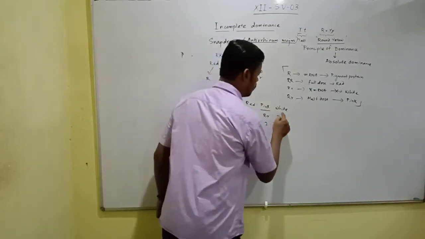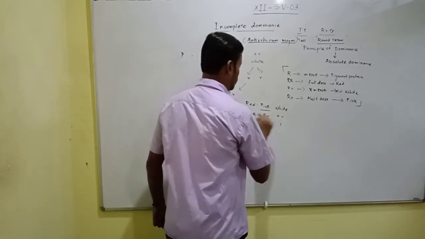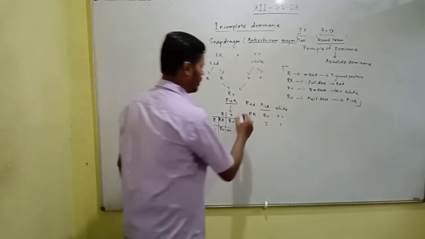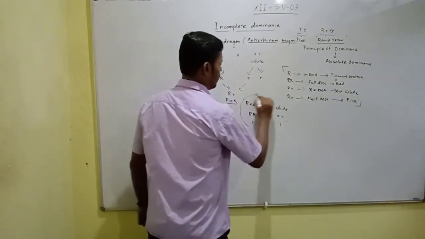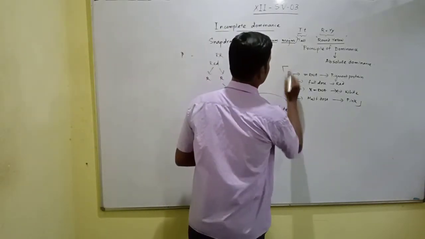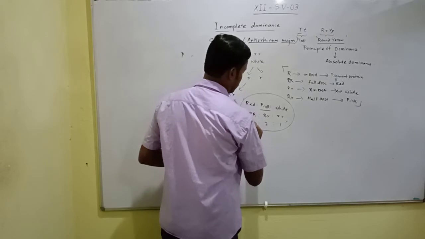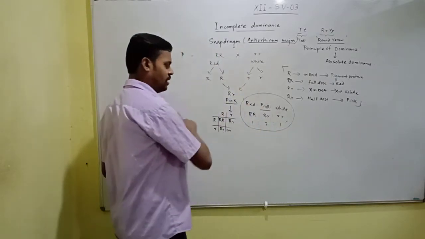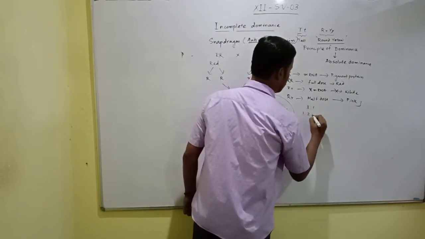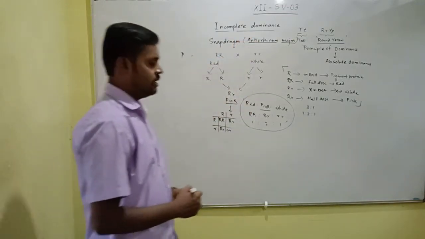Red, pink, white. The phenotypic ratio is 1:2:1. The genotypic ratio RR, capital R small r, and small r small r is also 1:2:1. A question is often asked: if the genotypic and phenotypic ratio is the same, then what is the relation between the genes or the traits? That is incomplete dominance. So you have to remember the genotypic and phenotypic ratio is the same in case of incomplete dominance, but in complete dominance the phenotypic ratio is 3:1, but the genotypic ratio is 1:2:1. It is the difference between incomplete dominance and complete dominance.